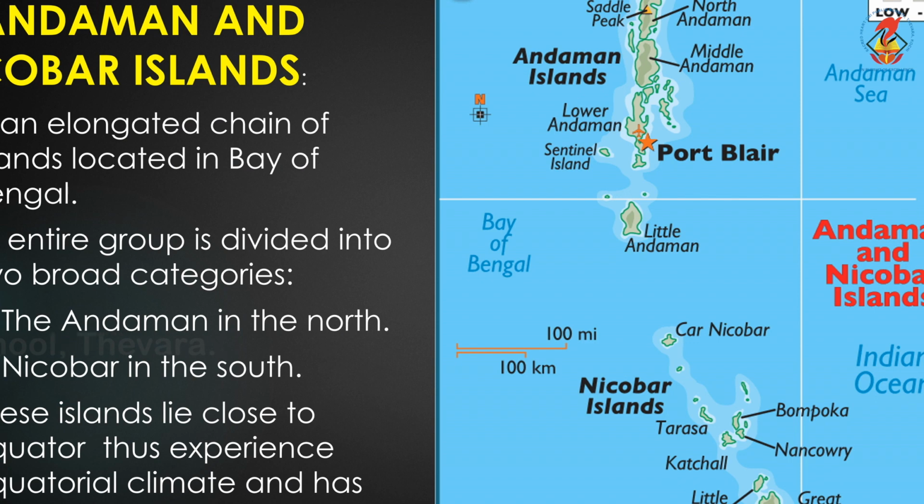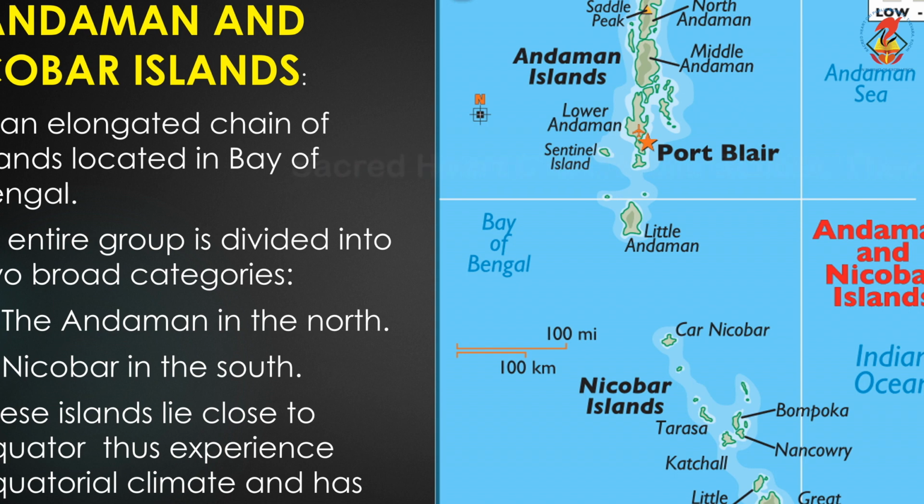Now let us go to the next island group, that is Andaman and Nicobar Islands. As I said, Andaman and Nicobar Islands lie in the Bay of Bengal. It is a chain of islands, an elongated chain of islands located in the Bay of Bengal.